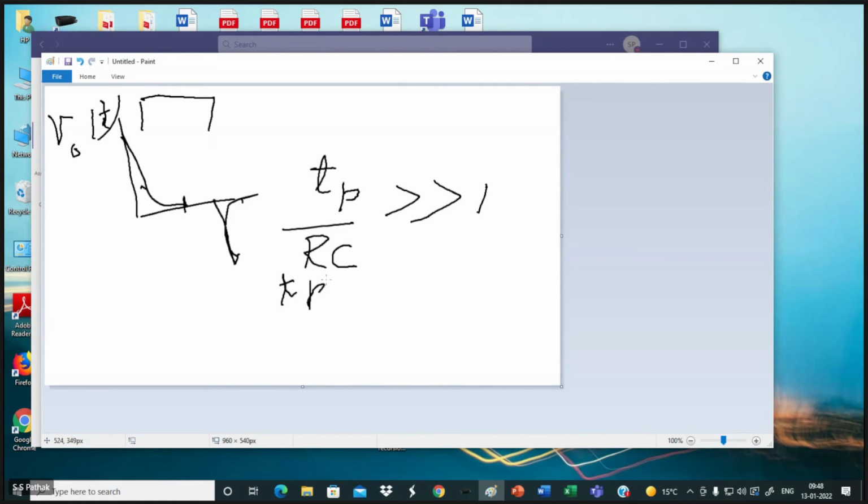If Tp by RC is the other way, less than or equal to 1, that means RC is much larger than tau p, so discharge is not taking place. During this time, it remains a constant voltage. So like that, you are going to get this, and then you make it like this.